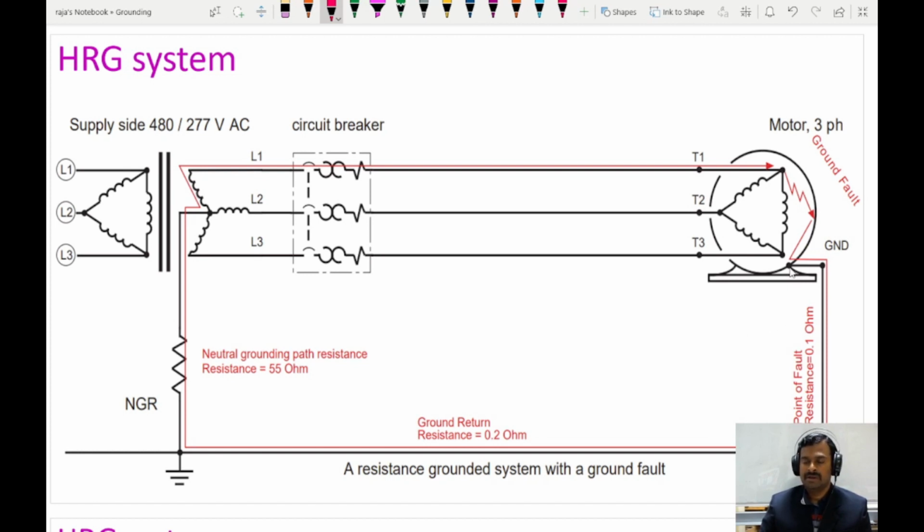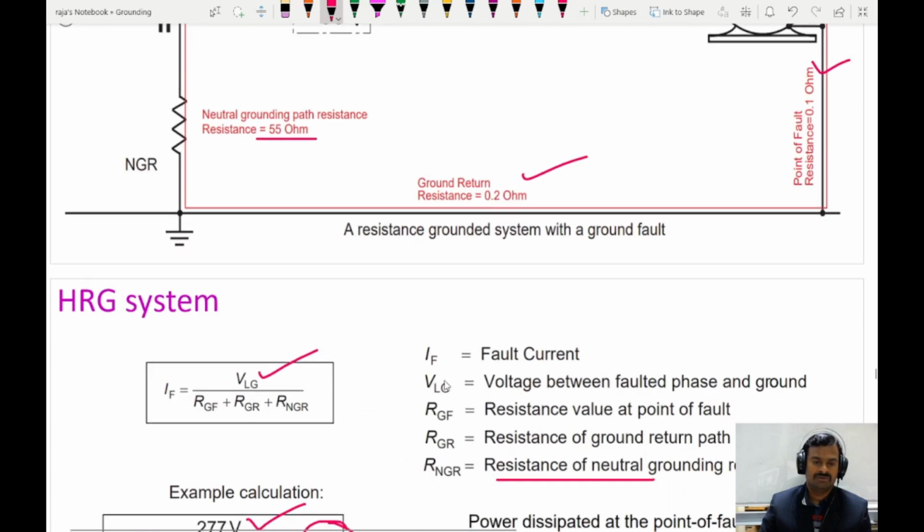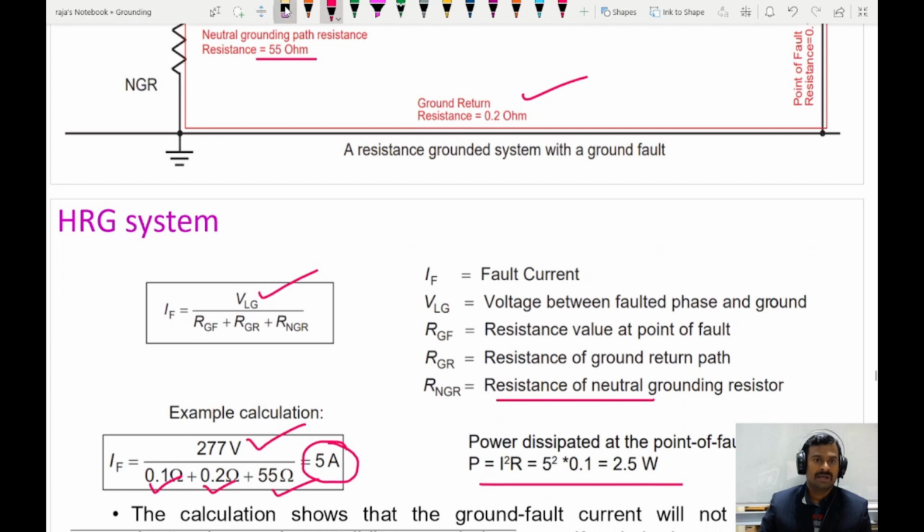So this equipment to ground conductor value of 0.1 ohms is shown here, and the ground resistance is maintained at 0.2, and then here the NGR value is maintained at 55 ohms. So we can see how much current would flow during the fault condition. You can see here the formula is given in this way.